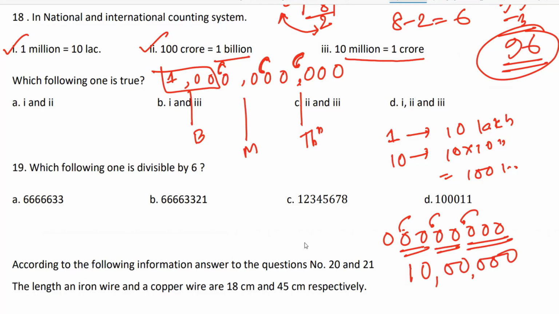Third information here, 10 million. This is 1,000, this is the 1,000, and this is 1 million. So 10 lakh equals 1 million. That's why the first information and the third information are not correct here. Okay, review again: 10 million equals 1 crore.